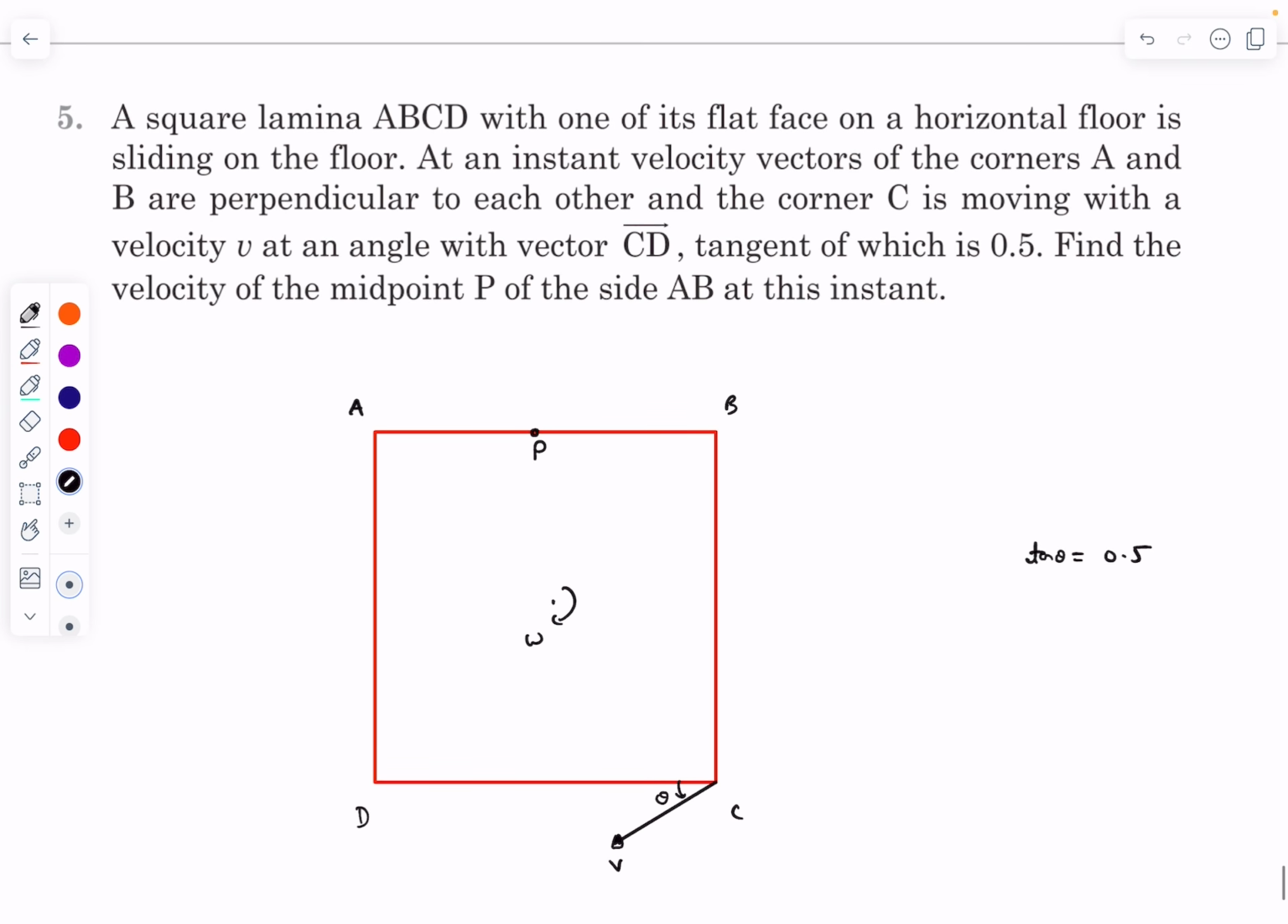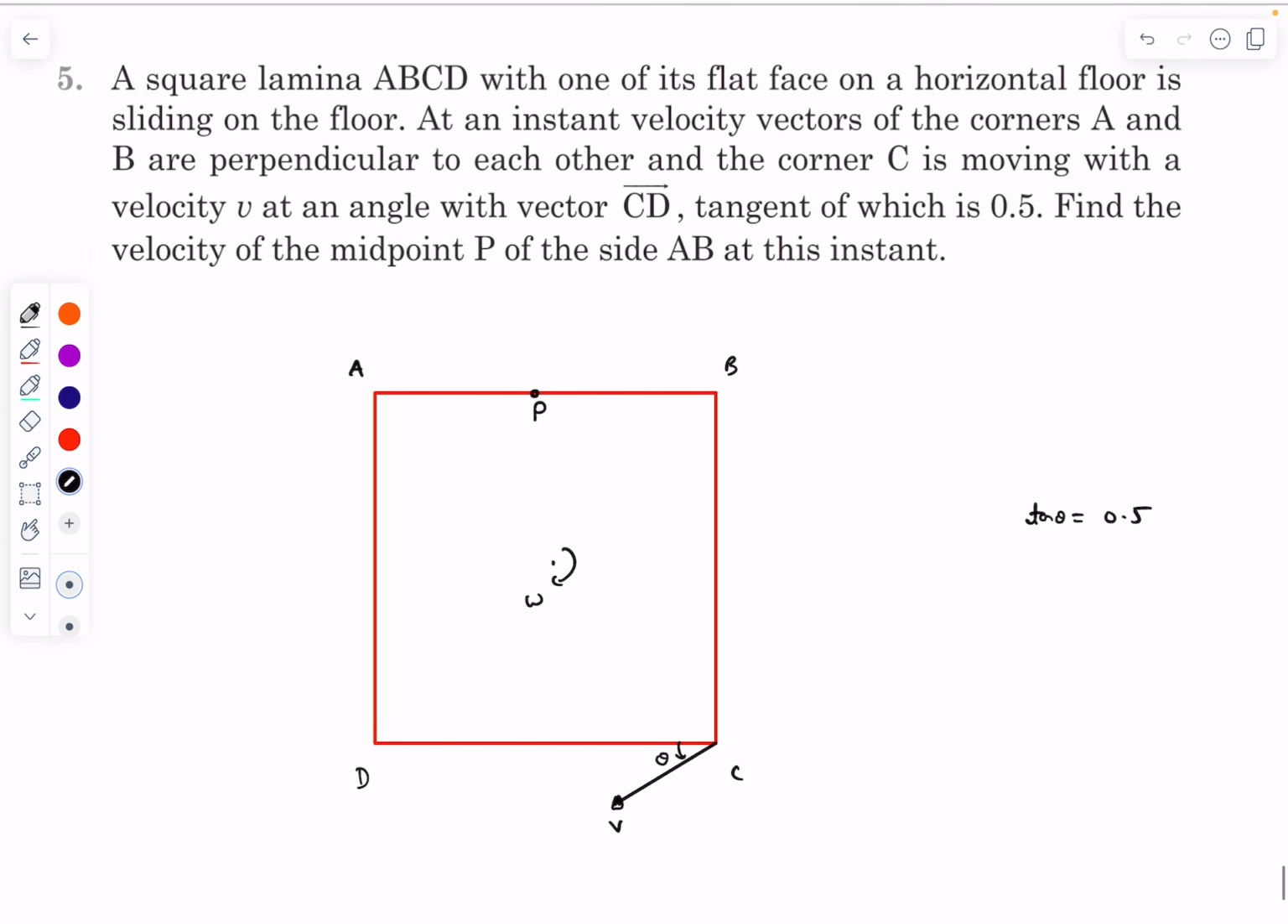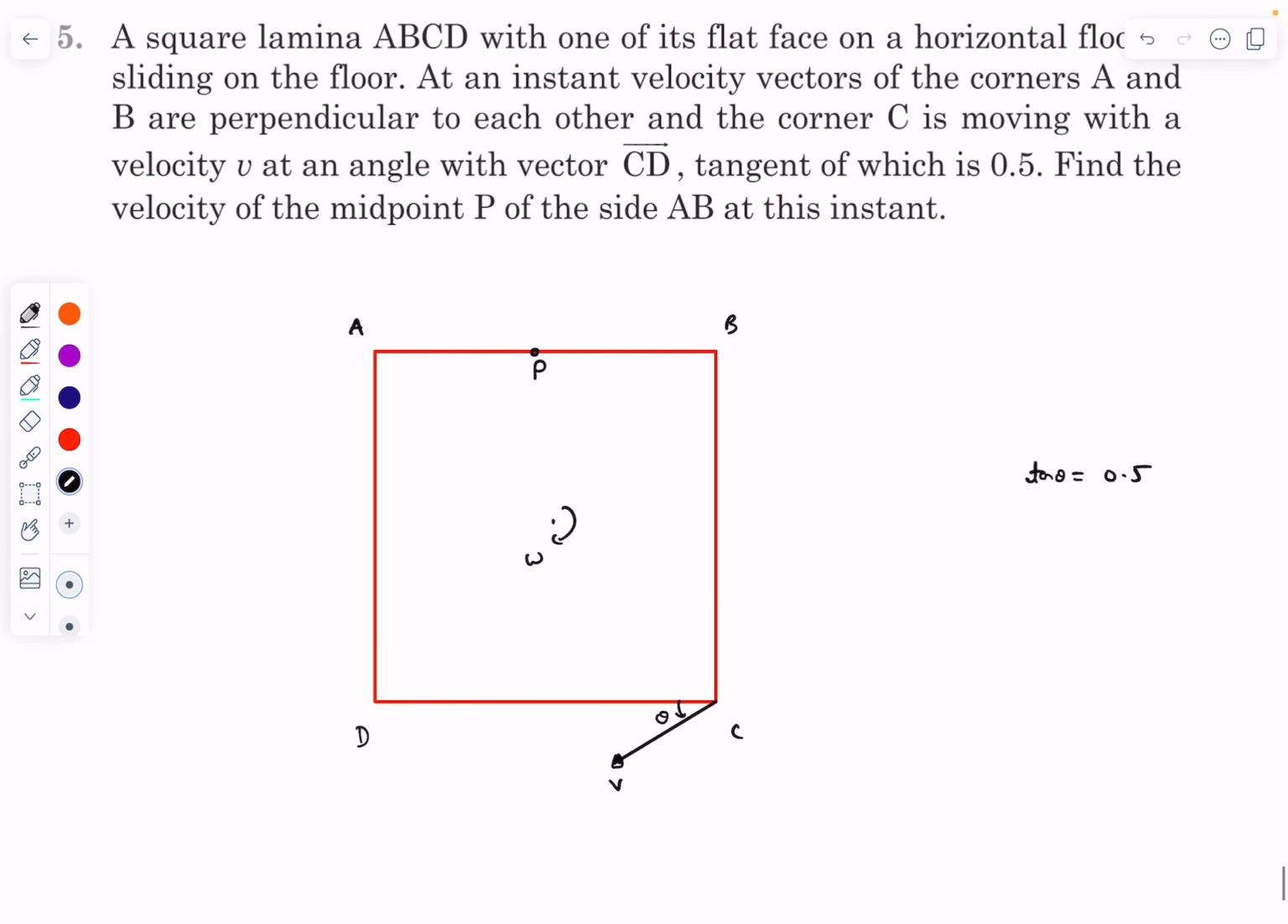Okay, so now one piece of info is given to us, that is the velocities of A and B are perpendicular to each other. Okay, so now as it is a problem of combined translation and rotation, if we can figure out the instantaneous center of rotation, we can write the velocities of each point pretty easily. So that is the direction in which we should be thinking.